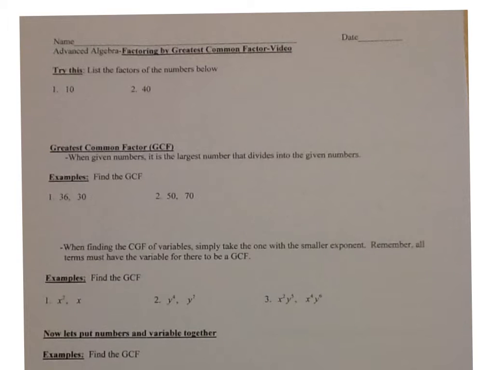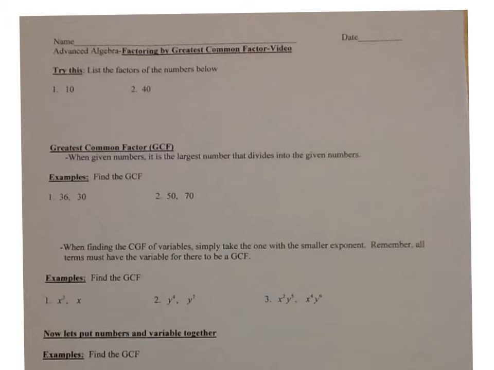Okay, so today what we're going to be working on is factoring by the greatest common factor. So I would like you to put me on pause, do the try list. The try list is list the factors of the numbers below. So remember, a factor is just taking, let's say, a number and putting it in a multiplication form. Okay, so put me on pause and then come back and check your answers.